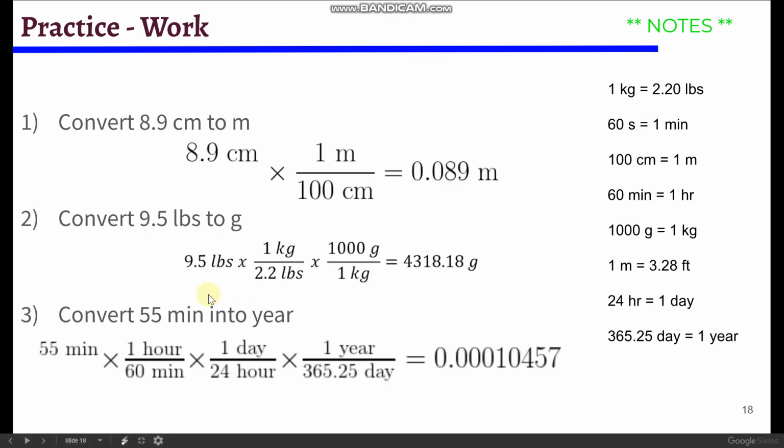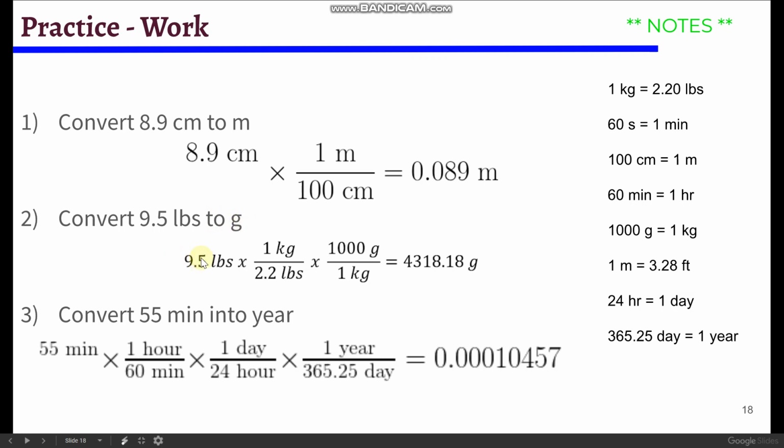So if we want to go from 8.9 centimeters to meters, we want to take a look through all of these conversions and look for the one that has centimeters. So I would land on this one right here. That one is the only one that has centimeters in it, so I'm going to put 100 centimeters on bottom, put 1 meter on top, multiply. We should get 0.089 meters.